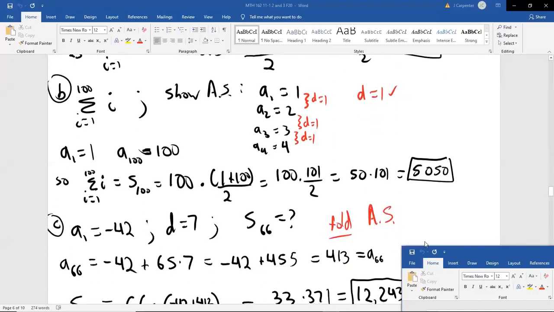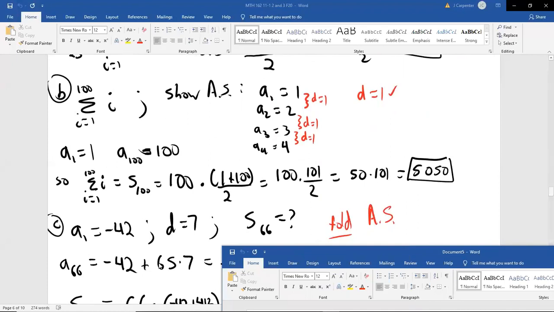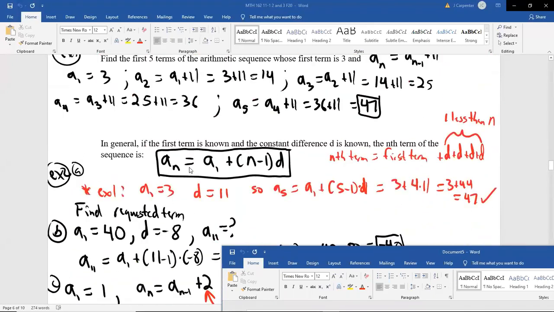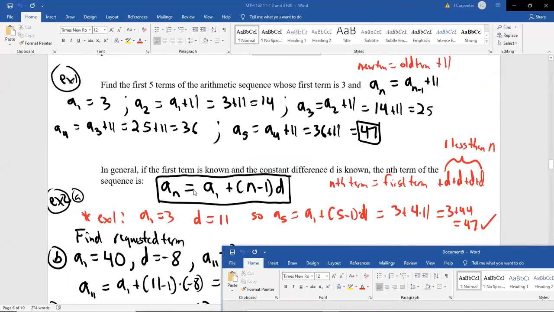Now again, if you're using the formula, this is what it looks like. And I didn't show the 66 minus 1 part, but that's what this would have been before. So here's your first term. I'll remind you what the formula is up here. Your first term plus 1 less than the terms you're finding, because that's how many times you'll add the d, times the d.